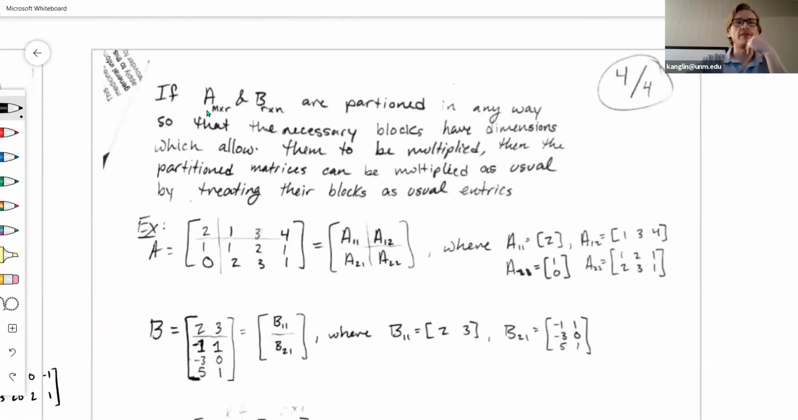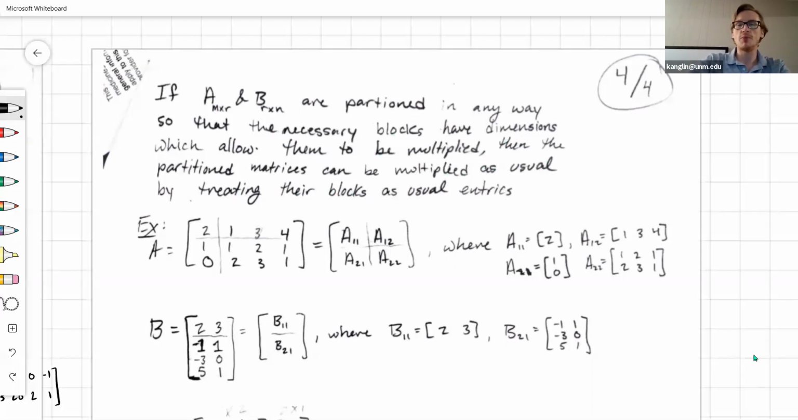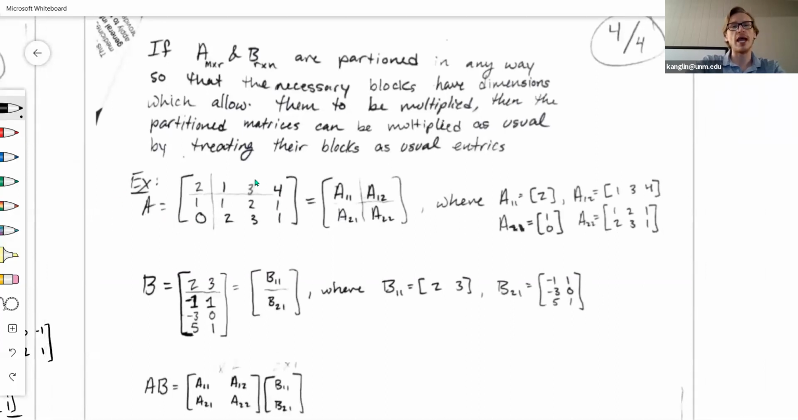That's described here. If A is M by R and B is R by N, and they're partitioned in any way so that the necessary blocks have dimensions that allow them to be multiplied, then the partitioned matrices can be multiplied as usual by treating their blocks as usual entries. So I've got an example started here. We'll finish it up. If I have the matrix A partitioned this way, where I'm calling the top left A11, top right A12, usual subscript system for my entries, A21 is this 1, 0 column, and A22 is this remaining block out here.